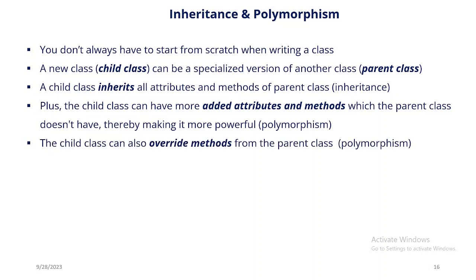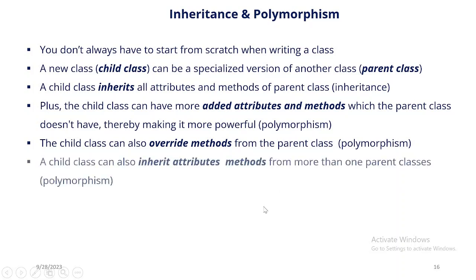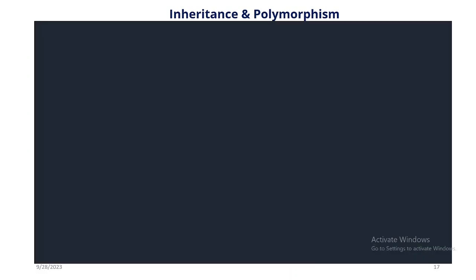So, based on this ability of polymorphism, the child class can also override methods from the parent class. That is called polymorphism also. For instance, a child may see the good behavior of each of the parents and decide to imbibe the good behaviors and drop the bad behaviors. That process is akin to polymorphism. A child class can also inherit attributes and methods from more than one parent class, like I said before, and this is also a part of polymorphism.